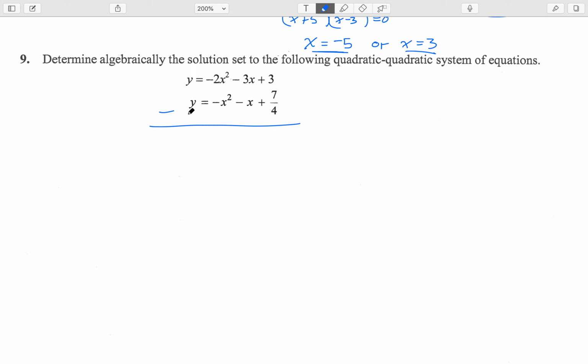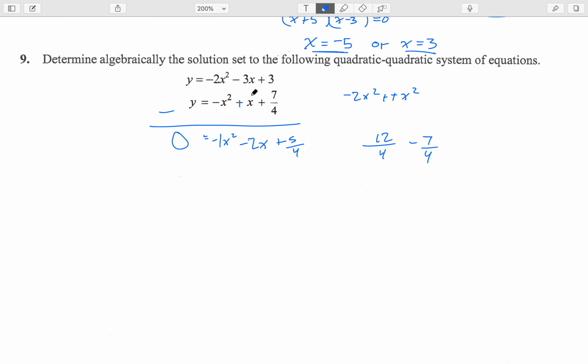Watch, I'm going to subtract y minus y, 0. Negative 2x squared minus negative x squared. Minus 2x squared minus x squared. That makes it plus. This becomes negative 1x squared. Negative 3x minus, that makes it plus, so minus 2x. 3 minus 7 quarters. Now hang on. 3 is the same as saying 12 quarters, right? Minus off 7 quarters, I'm going to get 5 quarters. Hang on, is it positive or negative? Positive 5 quarters.